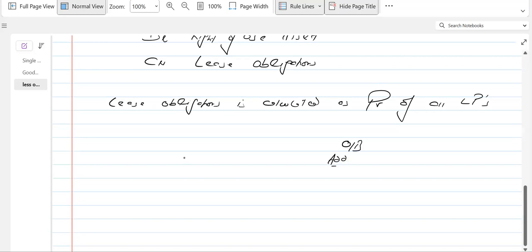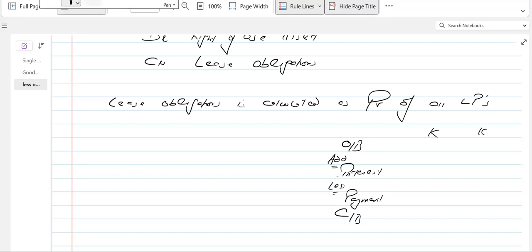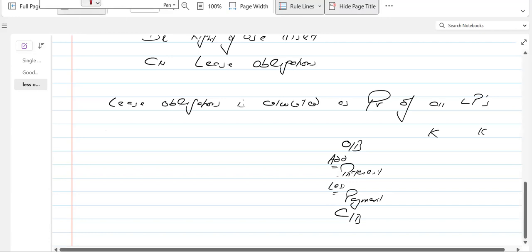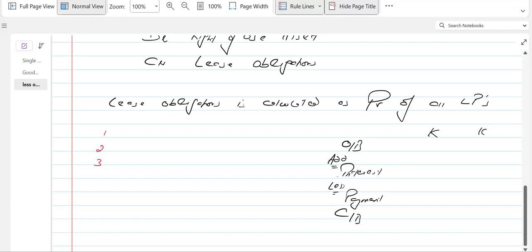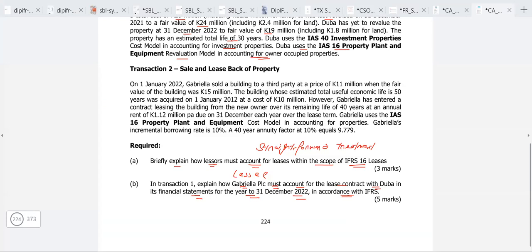Then we add the interest on the implicit rate, and then we deduct the payments, which are the annual lease payments, and we get the closing balance. And we do an extra year working in order to split the liability between the current and the non-current. So now we need to calculate the present value of the lease payments. We have year 1, year 2, year 3, and year 4.